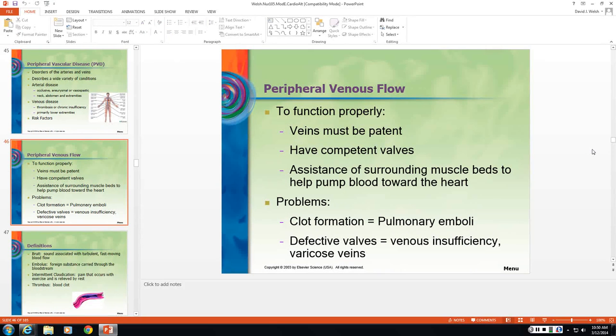So peripheral venous flow, to function properly, veins must be patent. They have to have competent valves. They also have to have the assistance of surrounding muscle beds to help pump the blood towards the heart. Some problems that can occur if this isn't functioning properly: you're going to have clot formation that could cause a pulmonary emboli, and defective valves, you're going to have venous insufficiency and varicose veins.